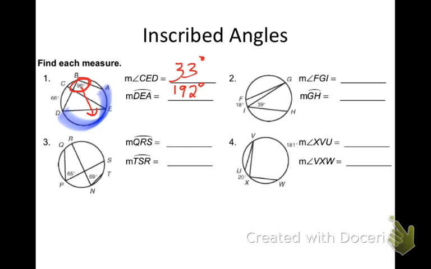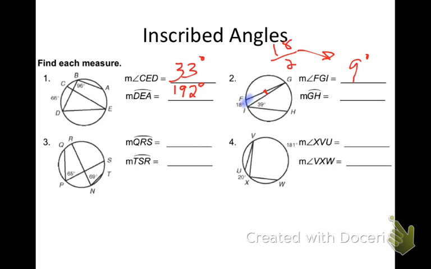What about number 2? It wants me to find angle FGI. So FGI is right here in the middle. Or right there, that small angle right there. The arc says it's 18 degrees. Well, what's that mean my angle has to be, Peyton? How'd you find that? Yeah. 18 divided by 2 gets you 9.